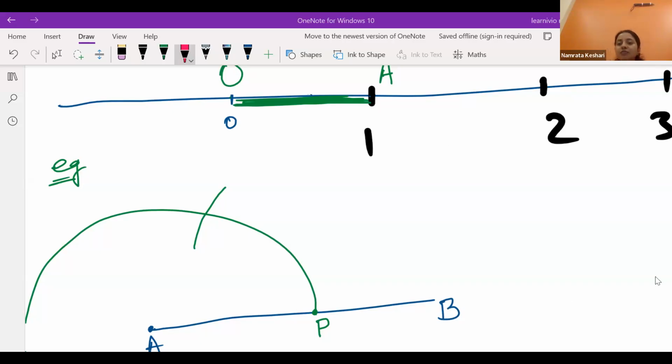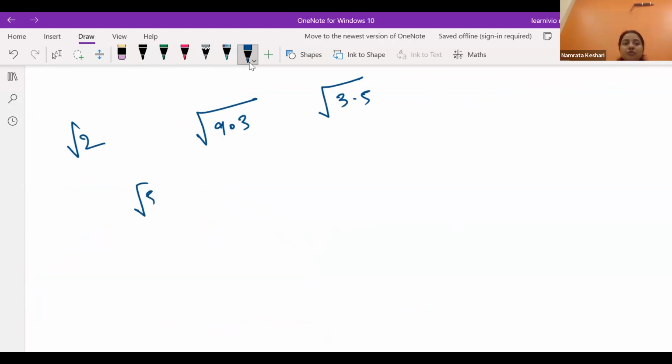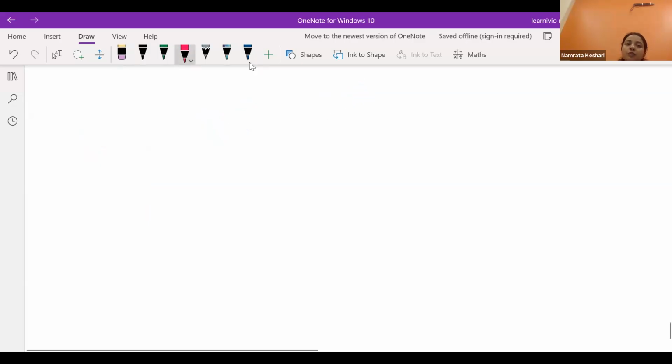Okay, that method is helpful for drawing any irrational number. Whether the number is just root 2, or maybe the number is 9.3, or maybe the number is 3.5, or maybe the number is root 5. Okay, let's do it. So first, since we want to make root 2 on number line, first we will draw a line segment of 2 centimeter.